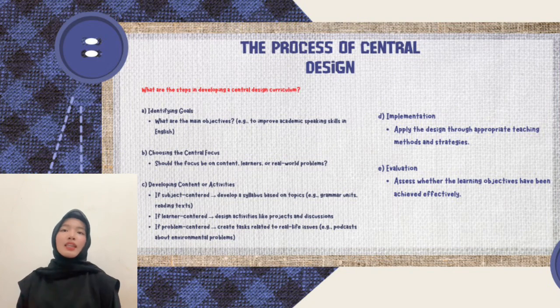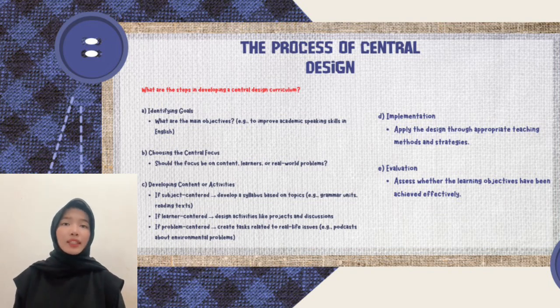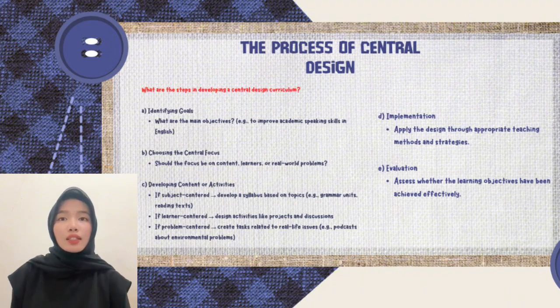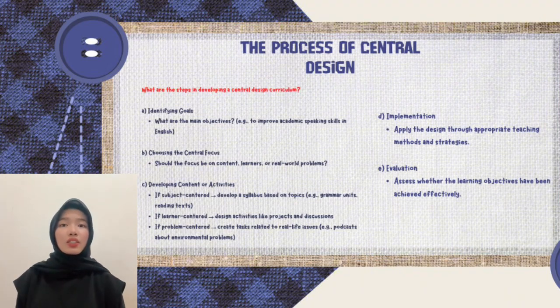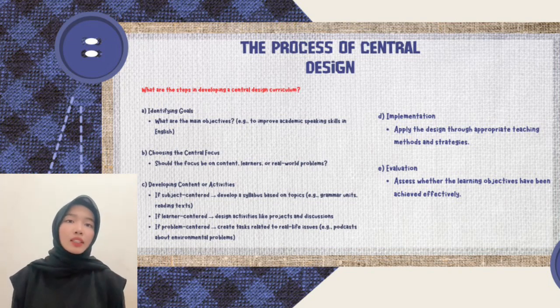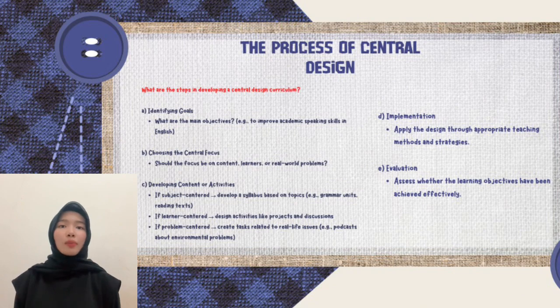Part C is developing content or activities. If subject-centered, develop a syllabus based on the topic, like grammar units or reading text. Next, if learner-centered, design activities like a project or discussions. Next, if problem-centered, create tasks related to real-life issues, for example, a podcast about environment problems.